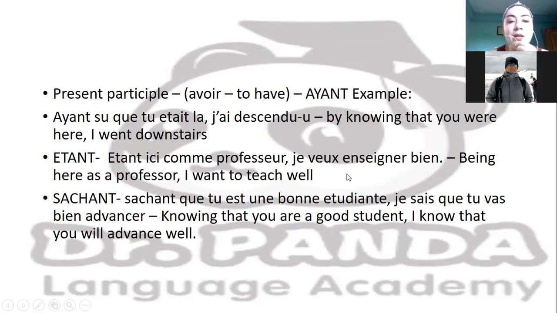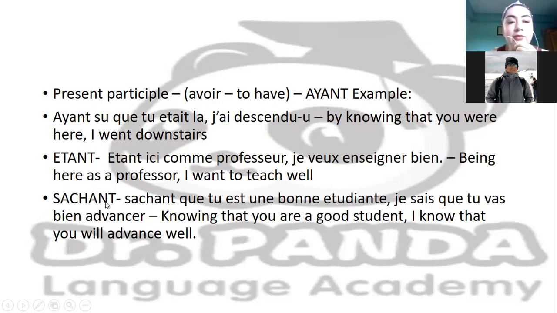And then with the verb étant, we have being here as a professor, I want to teach well. So étant ici, ici means here, comme professeur, je veux, which means I want, enseigner bien. Yes, teach well.